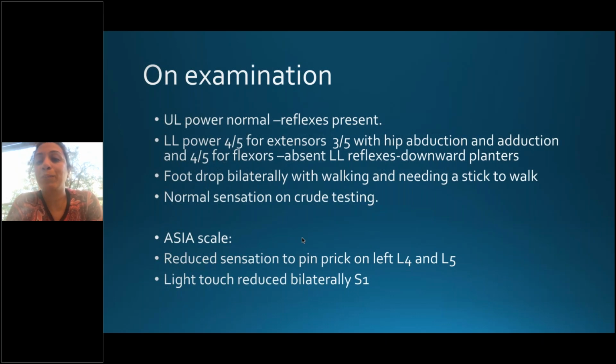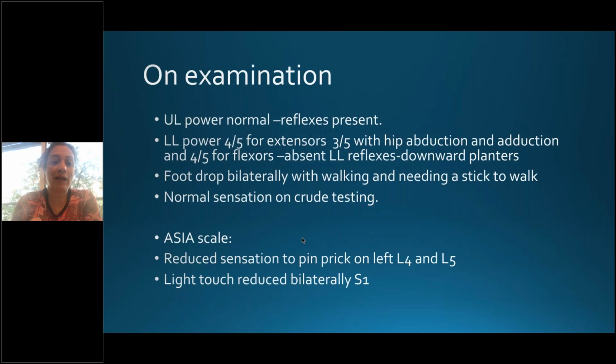When the physiotherapist and occupational therapist came to assess her, they did something called the ASIA scale, which some of you might have used before. And they found on dermatomal testing that she had reduced sensation to pinprick, so to pain, on the left side at L4 and L5, and her light touch was reduced bilaterally at the dermatome of S1.